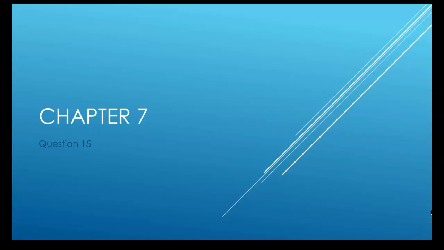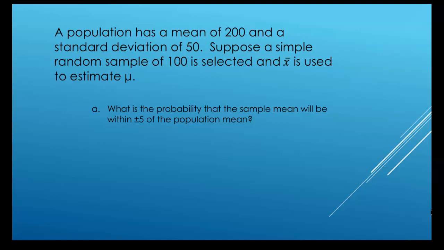Let's work through question number 15 from chapter 7. So the question says a population has a mean of 200 and a standard deviation of 50. Suppose a simple random sample of 100 is selected and x bar is used to estimate mu. What they're asking us to find here is what is the probability that the sample mean will be within plus or minus 5 of the population mean.